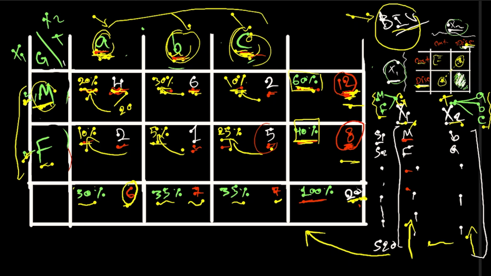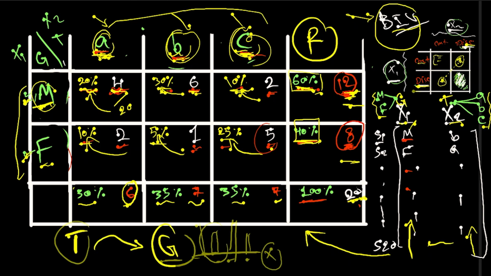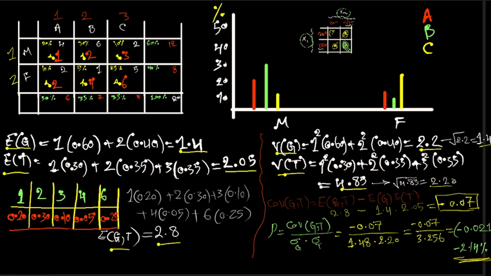We want to capture the relationship. Perhaps we can convert this table into a graphical presentation. That's exactly what I have done in the next slides. Basically, I utilized my knowledge of constructing a bar chart. I know that I have 2 genders, and I have 3 different types, A, B, and C, and on the Y axis I put the percentage. 20% have scored A, 30% have scored B, and 10% scored C.